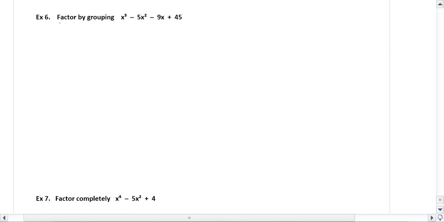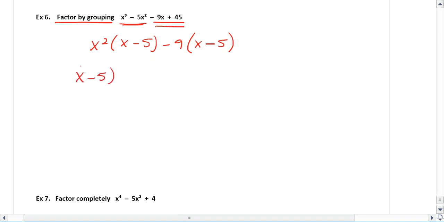I wanted to do one more example here just to get refreshed on factoring by grouping. Now this is already ready to factor because these two have a common factor of x², so we're going to factor that out, and then we have x minus 5, and these two have a common factor of -9, so let's factor that out. So now that I've done the GCF on the first two and the GCF on the last two, I factor out their GCF, which is x minus 5, and I have x squared minus 9.